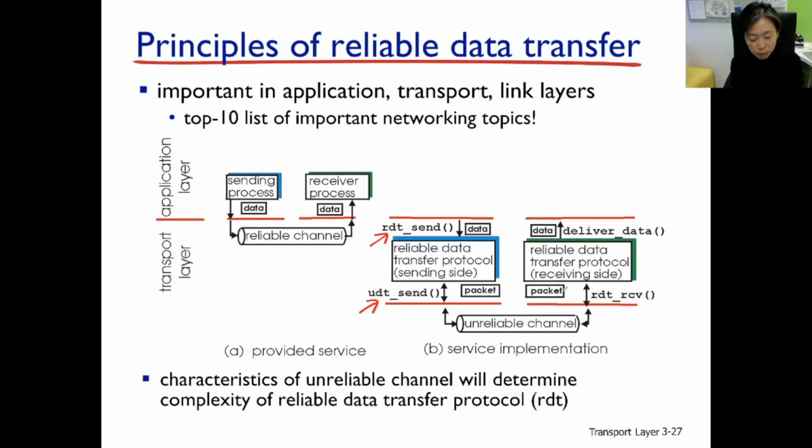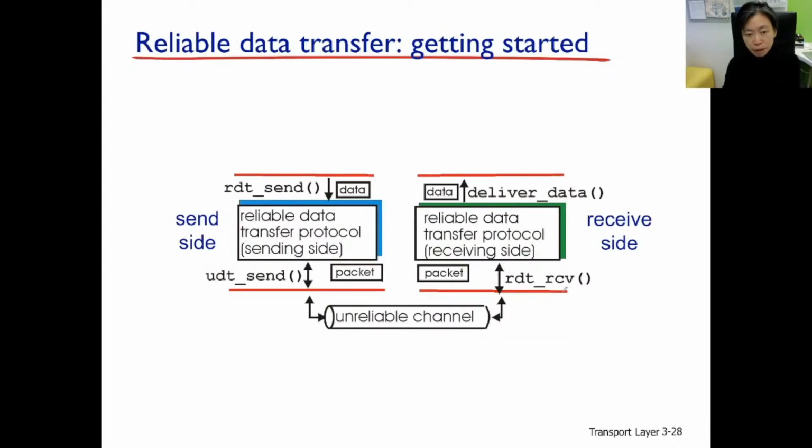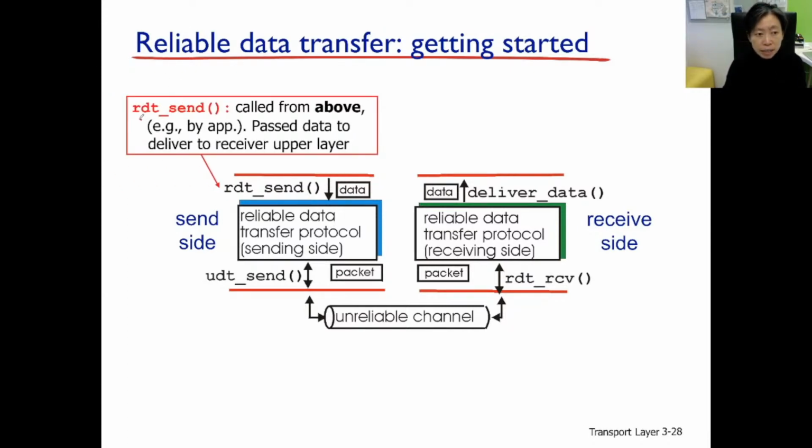So let me blow it up and explain a little bit further. All right, so the sending process here generates messages. Those messages get passed down to the transport layer, and those messages are now called data. All right, and RDT send is the function the sending process calls to pass the data down. RDT send here is to be called from above, from the sending process, and it is to pass the data down such that it will arrive at the receiver end.